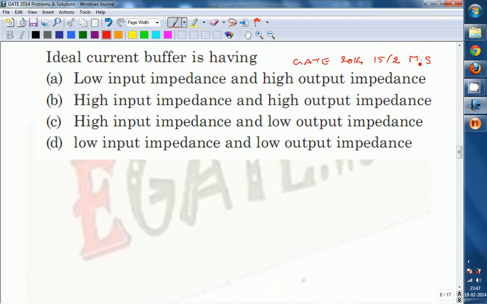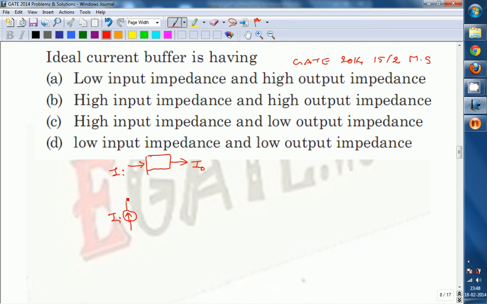An ideal current buffer is simply a current amplifier, which takes input as current and gives output also as current I0. So whatever current you are going to give, let us assume this is II.